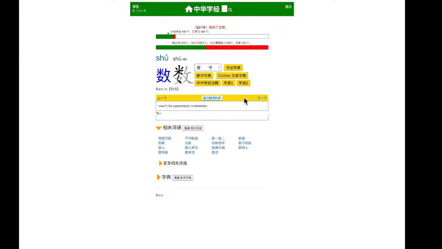Okay. 码. 码 means it's a symbol. That symbol represents the number. Okay, it's called 码. It's not the number itself, but it refers to the symbol that represents the number itself. For example, like the digits, right? The digits that we use to represent a number, in Chinese we call it 码.